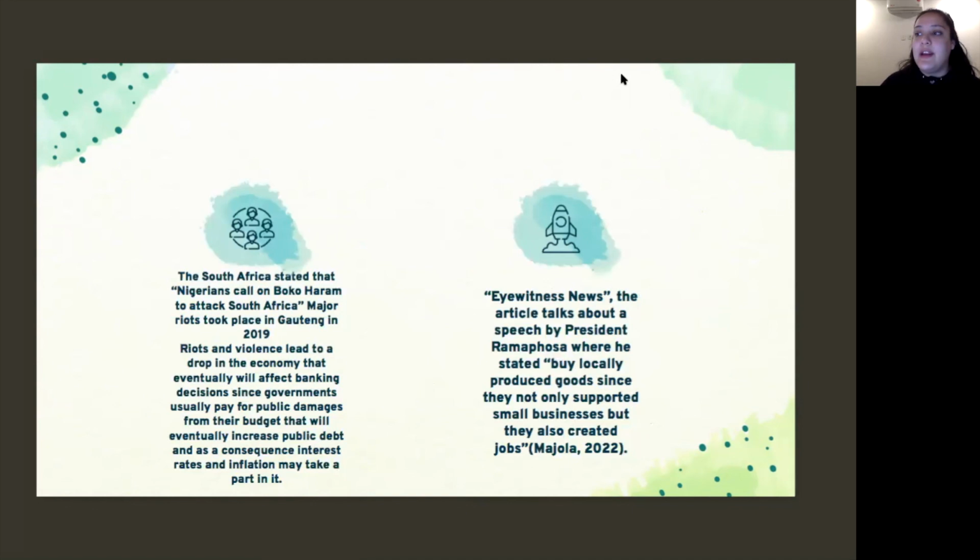The South African news made an article based on the news of 2019 where Nigerians called upon Boko Haram to attack South Africa. Riots started to rise, and that leads to a drop in the economy and public debt rising, since the government paid for damages. And lastly, Eyewitness News published an article based on the speech given by the president of South Africa in 2022, encouraging people to buy local goods in order to rebuild the economy and create more jobs, so that the unemployment rate will decrease.